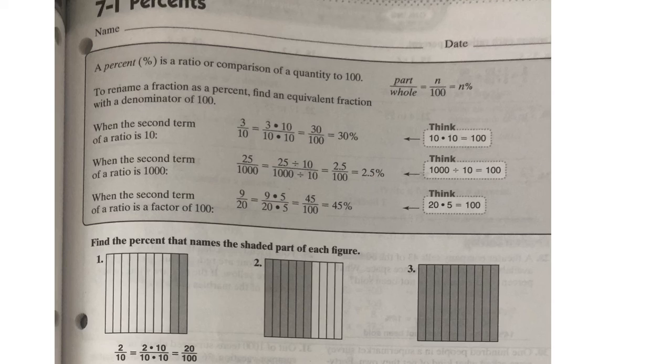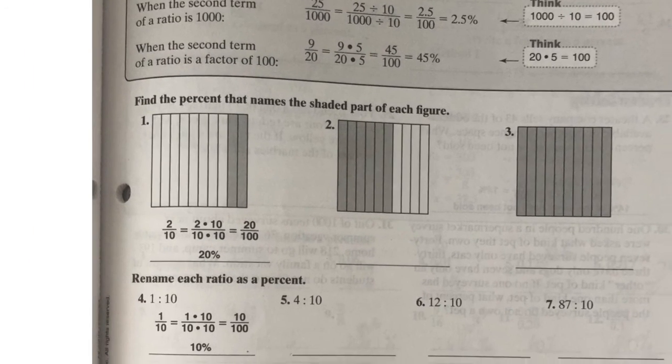The final example they give is when the second term of the ratio is a factor of 100. They're using 20 because 20 times 5 is 100. They could have also used 50, right? Because 50 times 2 is 100. So this is just an example of a factor of 100. Then they asked themselves, how are we going to turn this denominator into 100? All you have to do is multiply 20 times 5. And of course, you can't just multiply the bottom by 5. You have to multiply the top by 5 as well. You end up with 45 over 100, which is 45%. And that's how you do it.